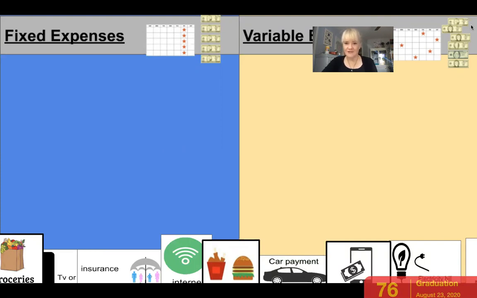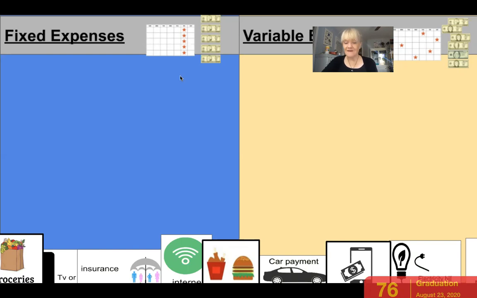Variable means change. So your job on this page is to sort the pictures into either fixed expense or variable expense. I'll give you a hint about one of them. A car payment. Do you think that people make car payments at the same time every week or every month? Or do you think people make car payments just whenever they feel like it and they give whatever amount they feel like? If you chose fixed expense for car payment, you're right.